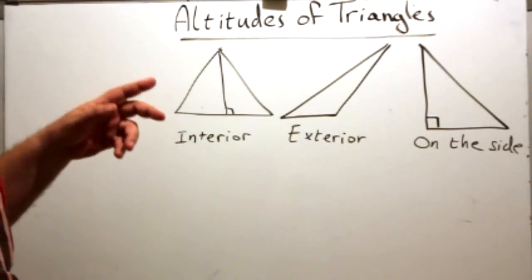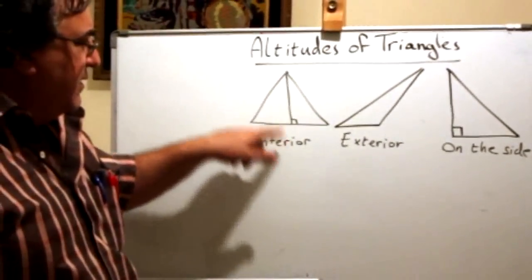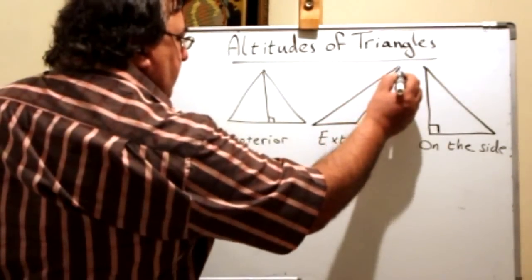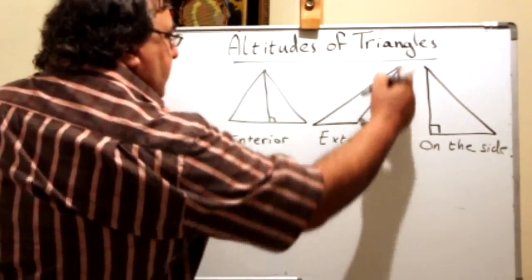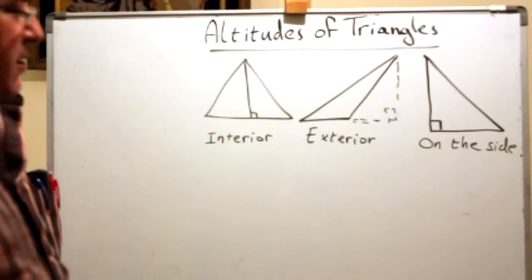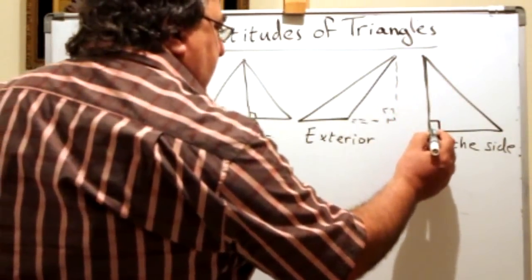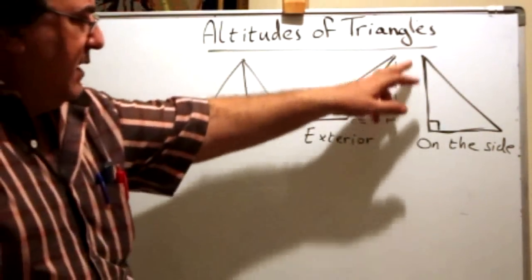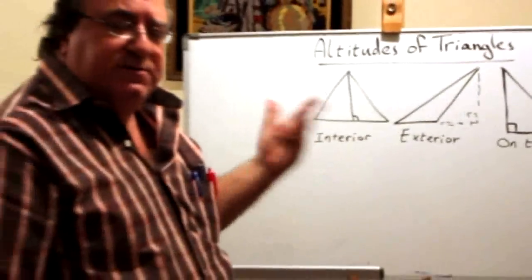Now, it can be in 3 ways. The altitude can be inside the triangle, called an interior altitude, or it can be outside the triangle, so the altitude will be lying outside the triangle. The third type is on the side, so the altitude will be on the side of the triangle. Now let's go, after that, to speaking about the theorem.